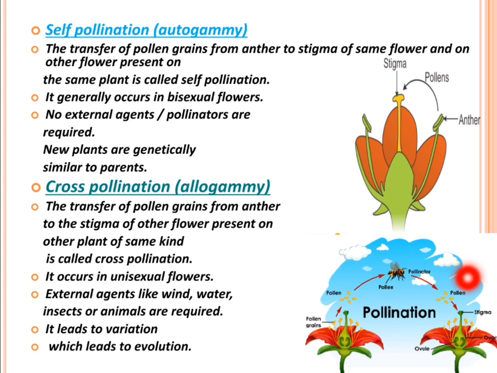The transfer of pollen grains from anther to the stigma of another flower present on another plant of the same kind is called cross-pollination. This type of pollination normally occurs in unisexual flowers, and for it various external agents or pollinators are required, like wind, water, insects or animals. As it involves two plants of the same kind, it leads to variation, which further leads to evolution.